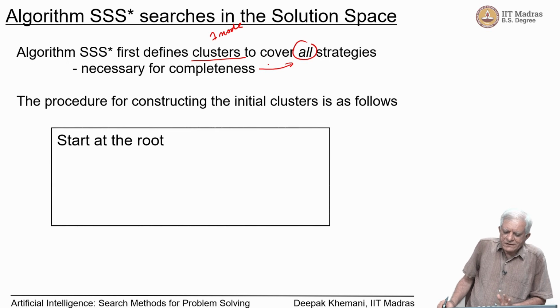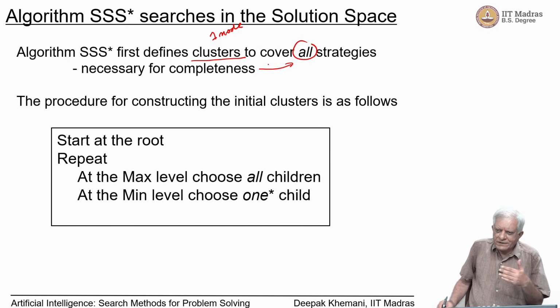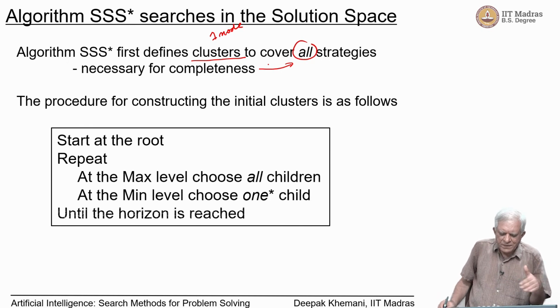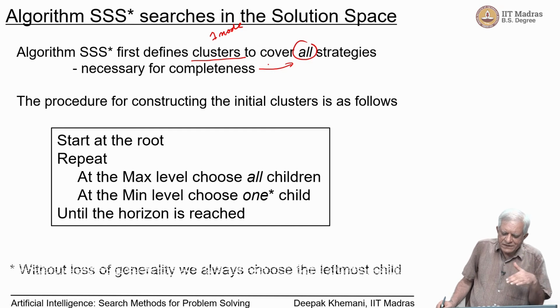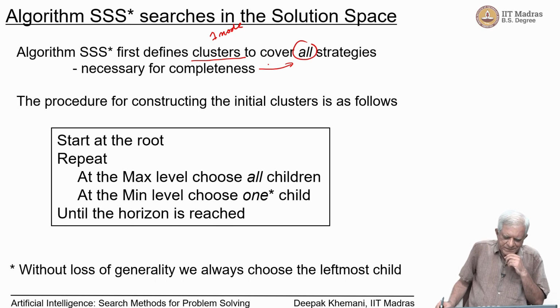So, the procedure for constructing the initial clusters, which is what SSS star starts with, is as follows. You start at the root node and you repeat the following. At the max level, choose all children, and at the min level, choose one child essentially. And in our illustrations, without any loss of generality, we will always choose the leftmost child. That is what we have been doing, even in depth first search and such things essentially, until the horizon is reached.